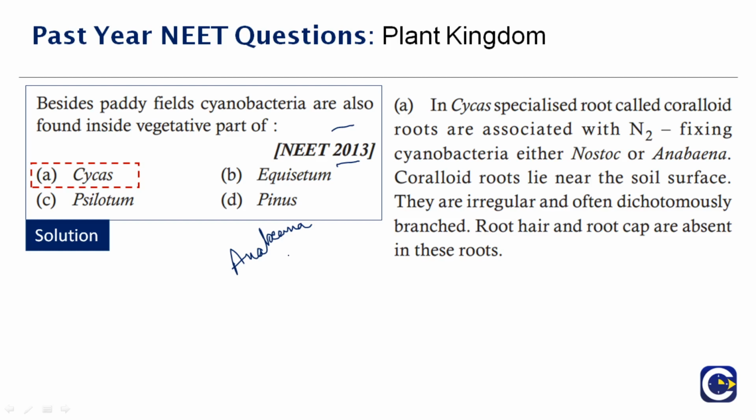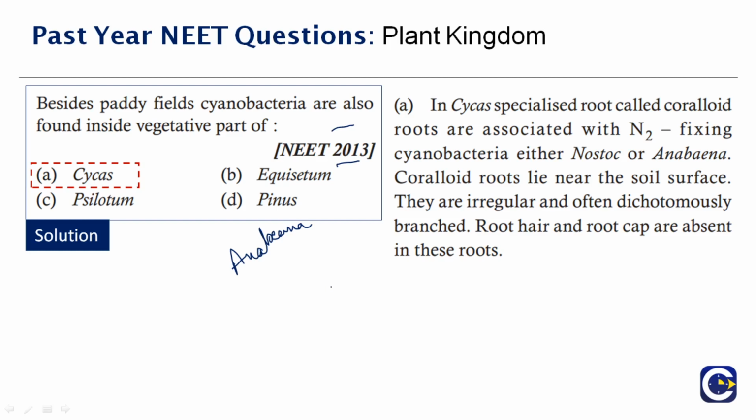Now these coronoid roots lie near the soil surface. They are irregular and often dichotomously branched. Of course, they are like the other plants, they will have a root, root hair, and root cap. But here they are irregular and often dichotomously branched, and the only difference is that they don't resemble the roots of other plants. They live in association with cyanobacteria, which help them in nitrogen fixing, and they have absence of root cap and root hair.